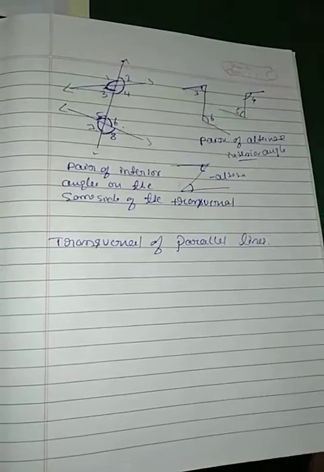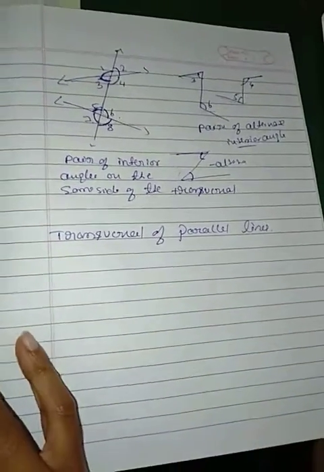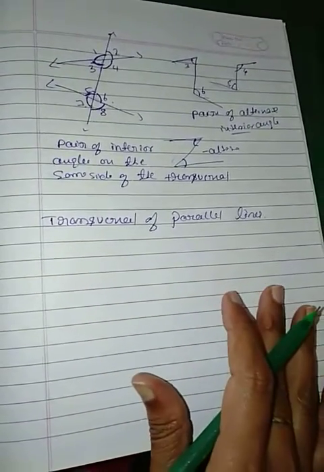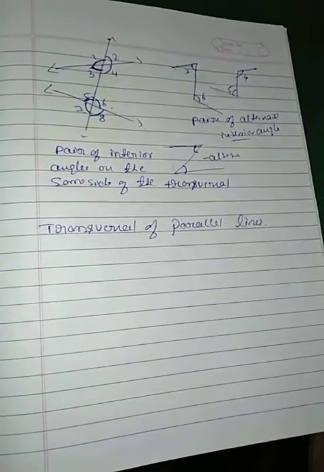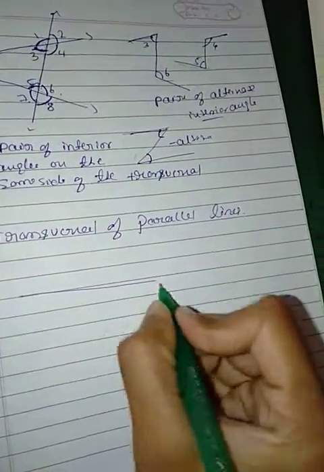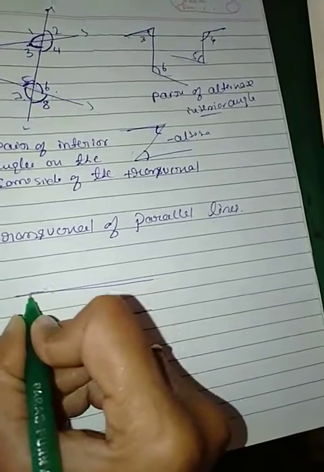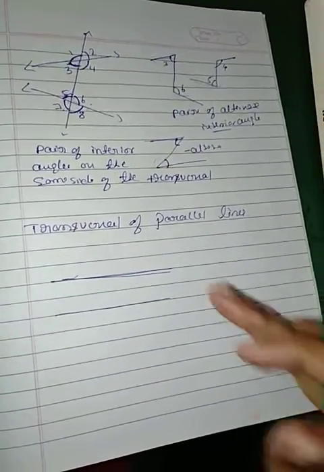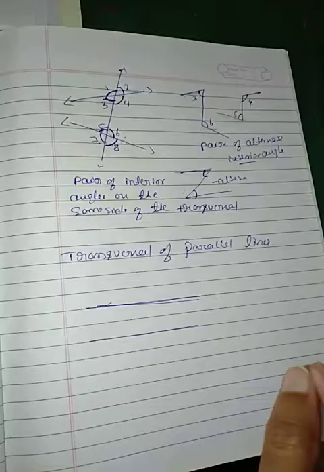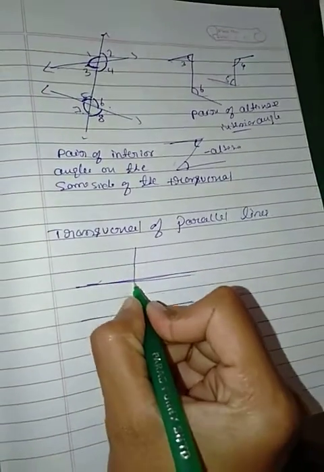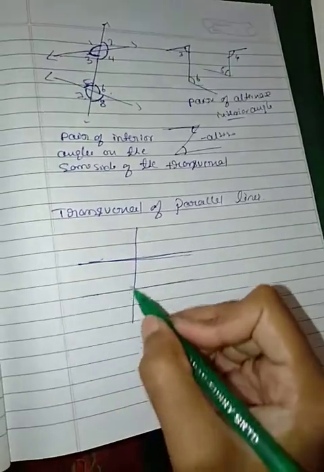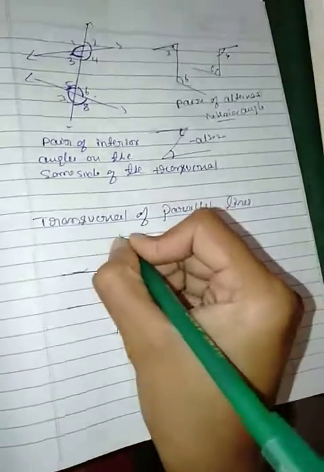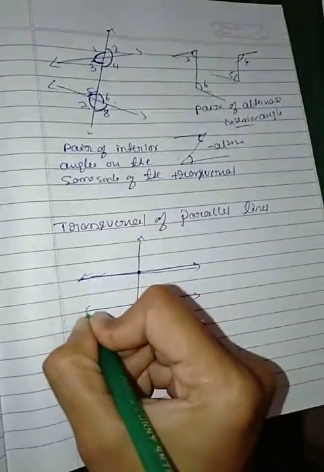Okay. Next one is transversal of parallel lines. What is a parallel line? Parallel lines are lines on a plane that do not meet anywhere. So see, this is one line, this is the other line. Both lines are called parallel lines, and these lines do not meet anywhere. Now the transversal: any line that intersects these two parallel lines at points is called the transversal of parallel lines.